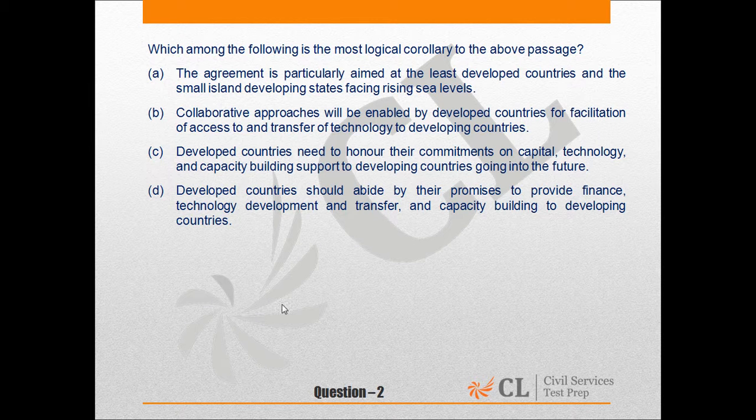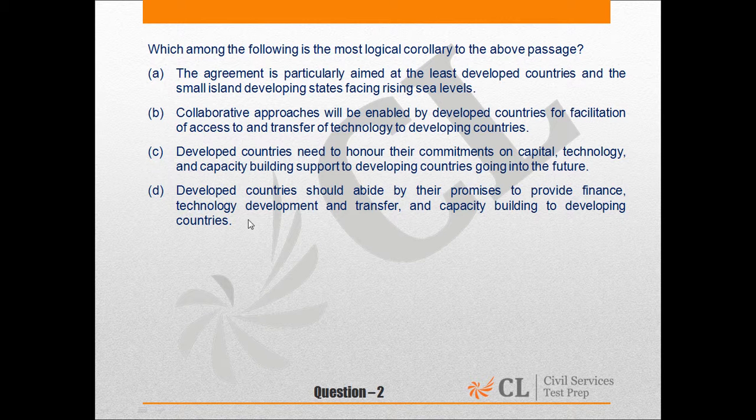Now option C is developed countries need to honor their commitments on capital, technology and capacity building support. Now the passage talks about carbon emission and the environmental concerns of the developing countries. It doesn't talk about capital building or capacity building. Hence we can eliminate option C.